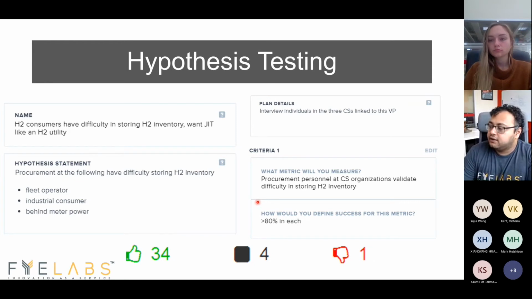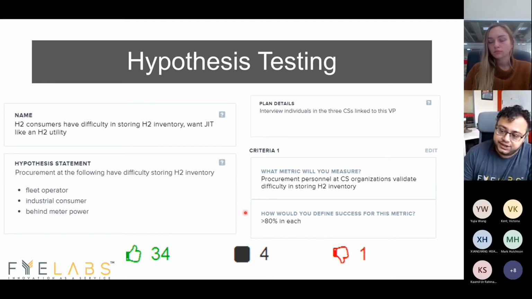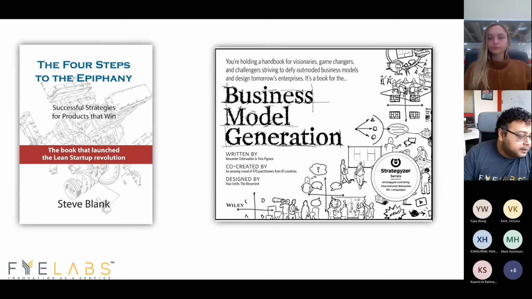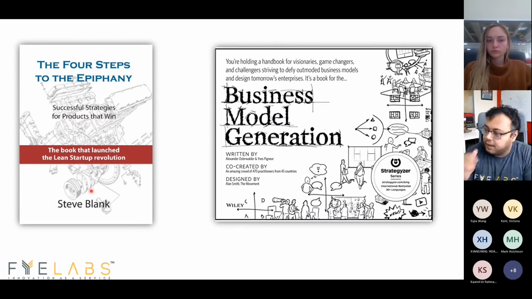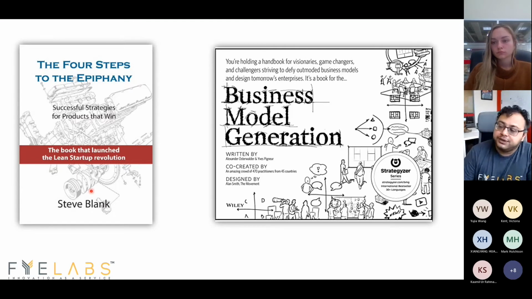I usually use a criterion: if more than 80% validate a particular hypothesis, that's considered to be a really good validation. Now, I'm trying to do this really quickly on the whole concept of hypothesis testing, but there is some material here. These are the 2 books that you could pick up, even online, and read about what the business model canvas is, what the hypothesis testing model is, and things like that.